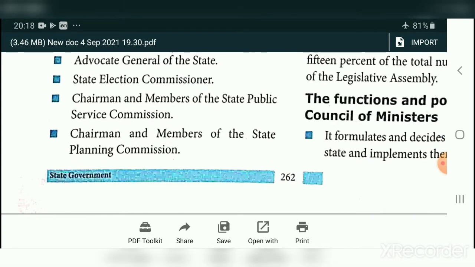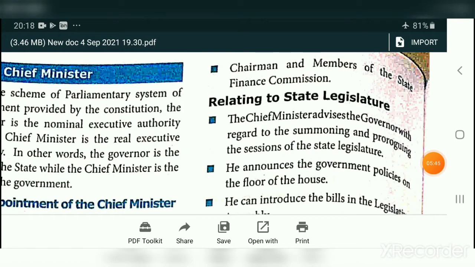Chairman and members of the State Planning Commission. Chairman and members of the State Finance Commission. All these officials are appointed by the governor, but the chief minister has the power to advise in the appointment.